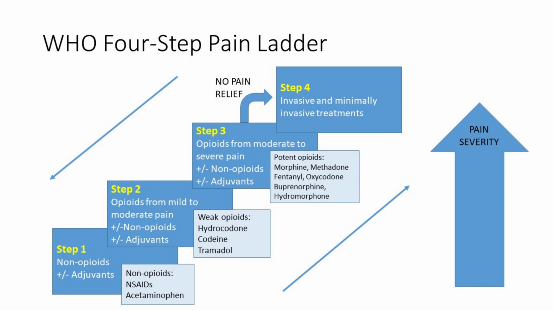So the first step here is mild pain. Mild pain is treated with non-opioid analgesics such as NSAIDs or acetaminophen with or without adjuvants. The second step is moderate pain. We use here weak opioids like hydrocodone, codeine, tramadol with or without non-opioid analgesics, again NSAIDs and acetaminophen with or without adjuvants. Third step is for severe and persistent pain. Here we can use potent opioids like morphine, fentanyl, buprenorphine, hydromorphone, etc. with or without non-opioid analgesics and with or without adjuvants.